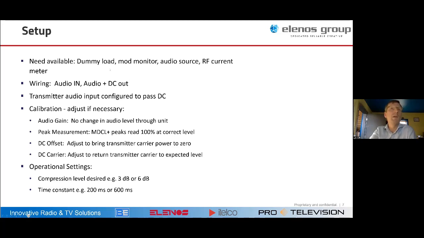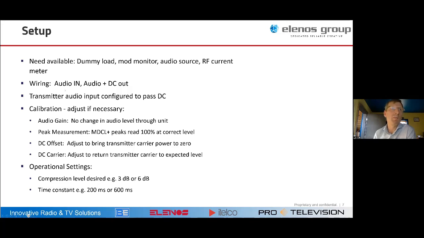Most people are going to have a dummy load. You should have a modulation monitor and an audio source. Typically, your audio processor will allow you to set 100% audio modulation as a tone, so your audio processor should do that. And you're going to need a current meter because you want to see what's happening with your power levels.